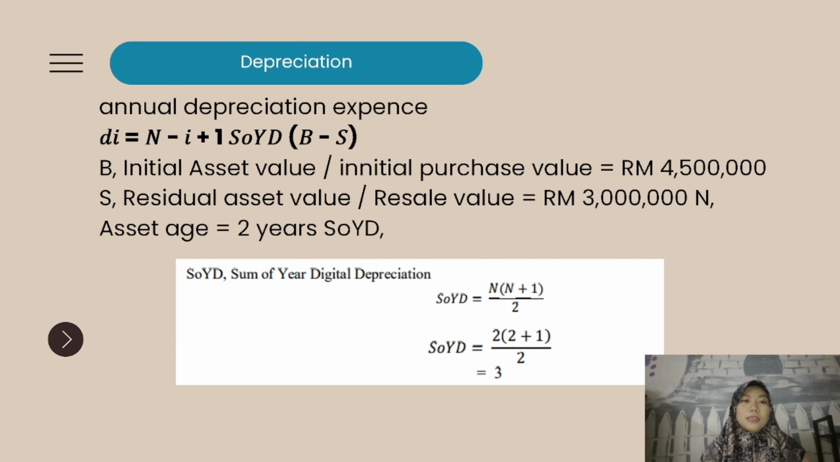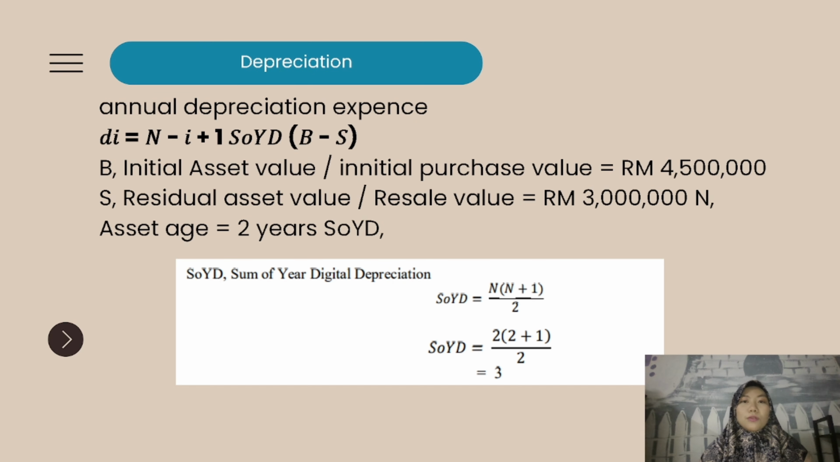Next is depreciation. The annual depreciation D_i is equal to (N minus i plus 1) over SOYD, where SOYD stands for the sum of years digits depreciation, times (B minus S). B is the initial asset or purchase value, which is 4.5 million. S is the residual asset or resale value, which is 3 million. And lastly, N is 2 years.